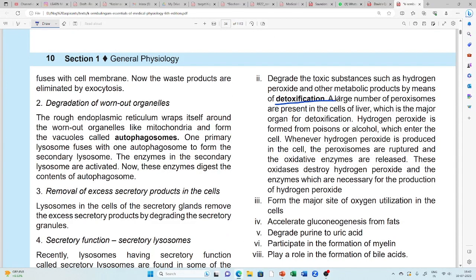Next one is detoxification. That means these peroxisomes are found more in the liver. Everyone knows that the liver is a very important organ to detoxify. Once we ingest any toxic materials or any drugs, they will be detoxified, and the toxicity will be reduced with the help of the liver. The liver is the major organ for detoxification, so cells in the liver contain more peroxisomes. This peroxisome helps to increase detoxification. Detoxification means reducing toxicity.